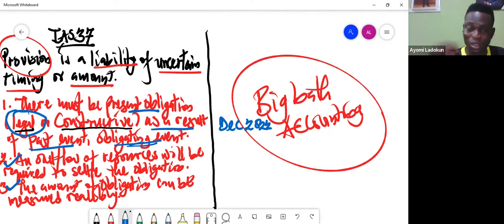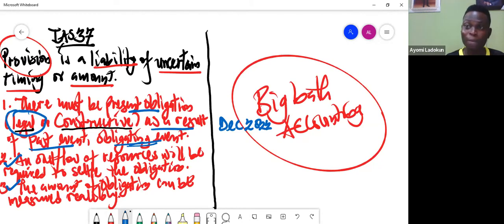So whenever the examiner gives this scenario, you need to check very well, especially that number one condition. Does the company have an obligating event? If the answer is yes, then they can go ahead and measure and recognize the provision. So please take note of that, all right? So that is the recognition criteria.